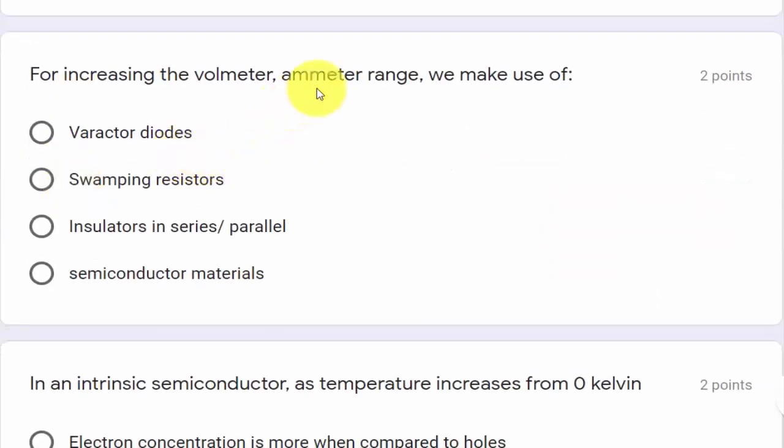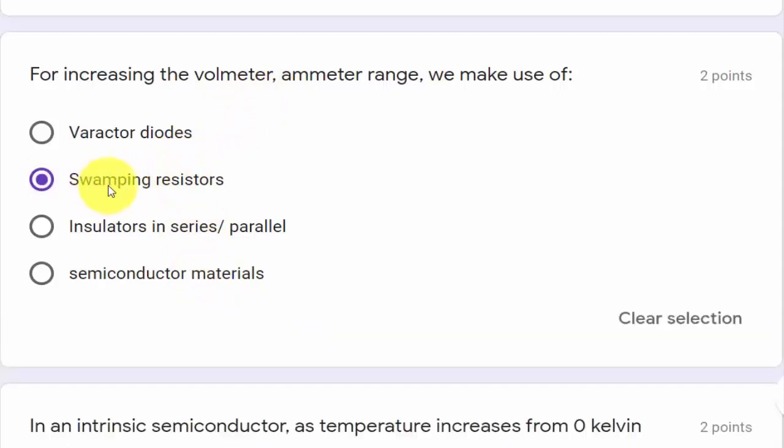For increasing the voltmeter or ammeter range, we make use of varactor diode, swamping resistor, insulators in series or parallel, semiconductor materials. We know that for increasing the voltmeter or ammeter range, we are going to make use of swamping resistor, which is made up of manganese. In order to increase the range of voltmeter, we are going to connect the swamping resistors in series, and in the case of ammeter, we are going to connect in parallel. Only the drawback in the case of the swamping resistor is the sensitivity decreases, right? But range get increased. So always there is a trade-off between sensitivity and range.